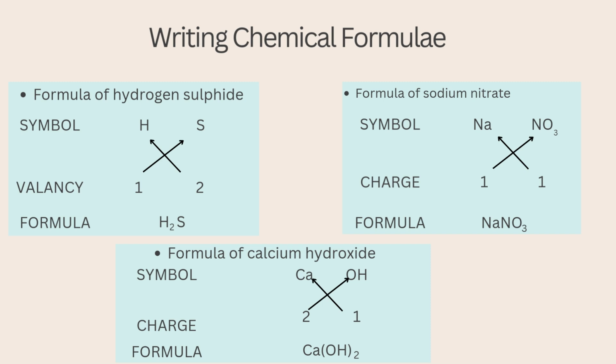The last one is calcium hydroxide. First of all, we have to write the symbols calcium and OH. OH is the polyatomic ion. And then we have to write the valencies. For calcium, it is 2. For OH, it is 1. Next step, we have to exchange the valencies. Finally, we get the formula as CaOH2. OH should be written in a bracket because it's a polyatomic ion.